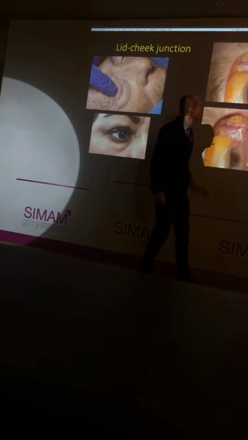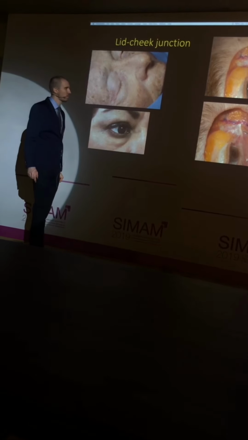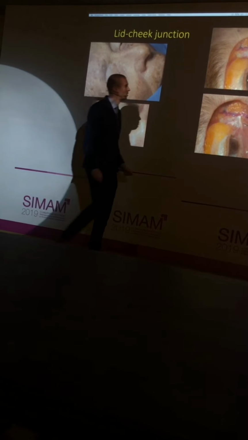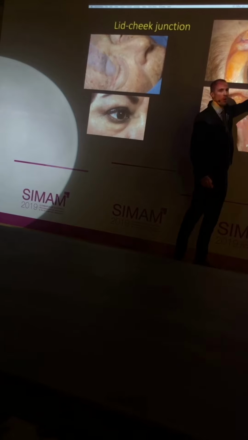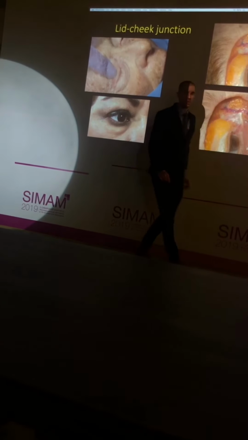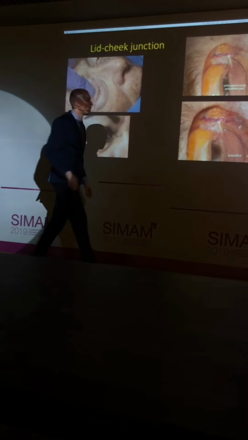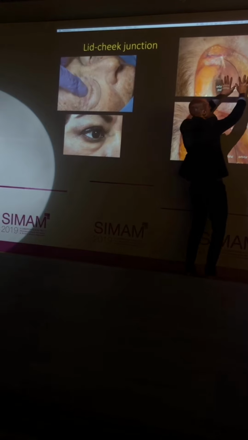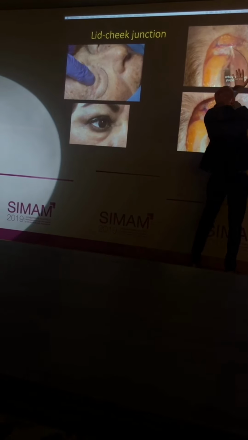As a rule, this border of the eyelid and cheek coincides with the line where the subcutaneous fat ends. And in normal anatomy, this should also coincide with the orbital ring underneath it. What happens with the aging process is that this sags down.